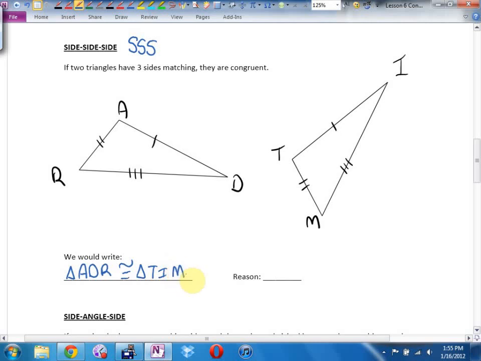So we're going to give you three new reasons today to add to our list. Now, these ones you only use for congruencies. And the first one is three sides the same, side, side, side.